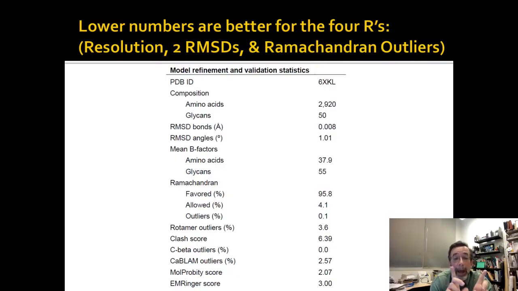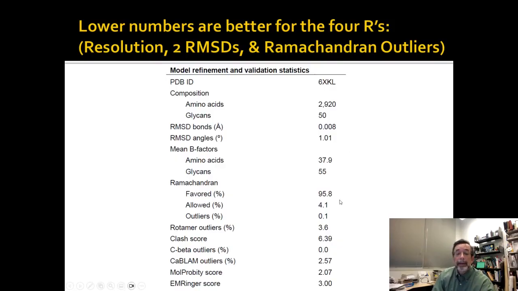You can do it for the angles, all the angles in the amino acids, and you can see how many degrees off it is. And so you can actually see that these are very small numbers, 1 degree, 0.008 of an angstrom for the RMSD for bonds, but the smaller the better. And if you're comparing 2 things, the one with the smaller RMSD is the preferred structure.